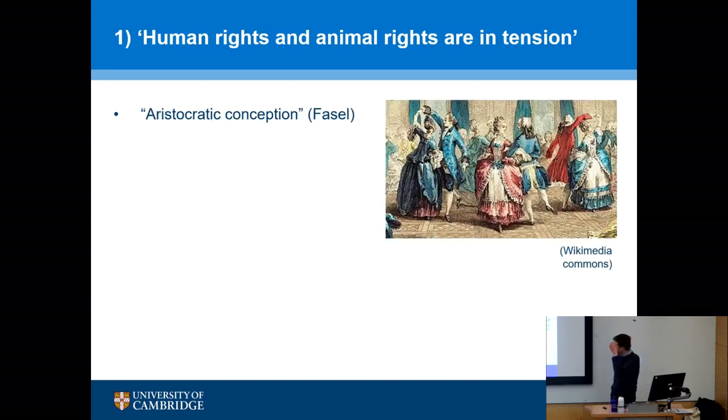Now, in some of my own research, I have referred to that broad view, and it's been a bit of an umbrella view as we've seen. There's different sub-approaches, if you like, but I've referred to it as an aristocratic conception. This view that humans have a very high status and animal rights are in tension with it, are a problem, we should not go there.